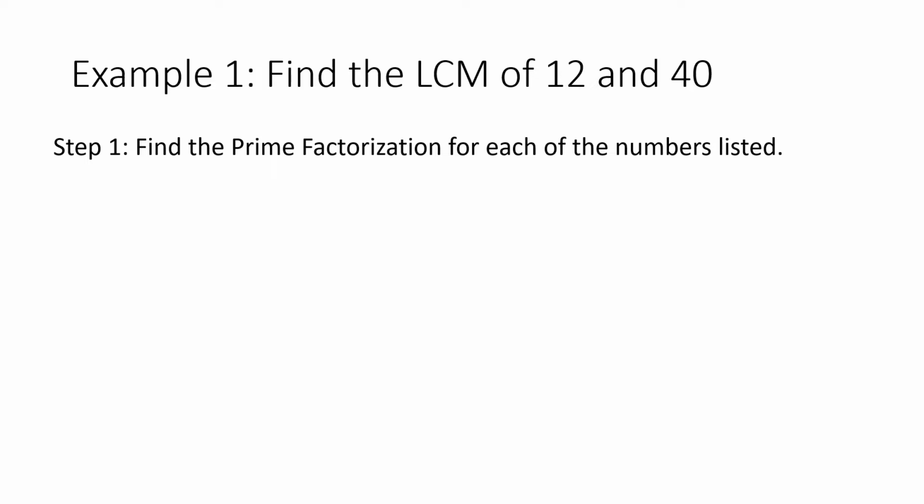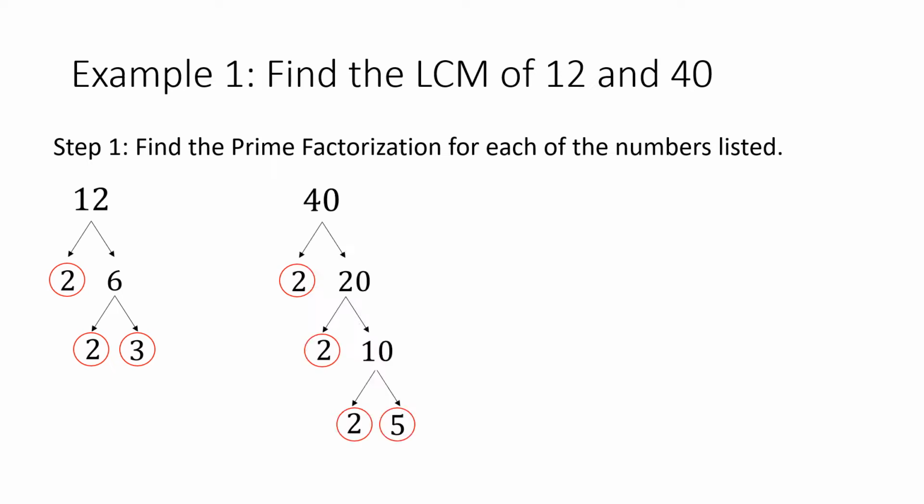All right, let's look at example 1. Let's find the LCM of 12 and 40. The first step in my method for finding the LCM is to find the prime factorization for each of the numbers listed. I already did this for you, and if you want to learn more about prime factorizations, you can check out the video I made for prime factorizations. I've circled the prime numbers in red for each of the numbers. These numbers are going to be crucial for our method.